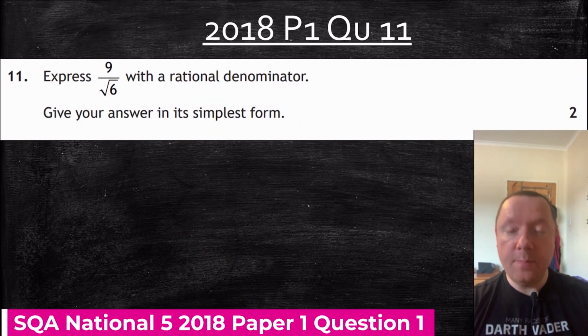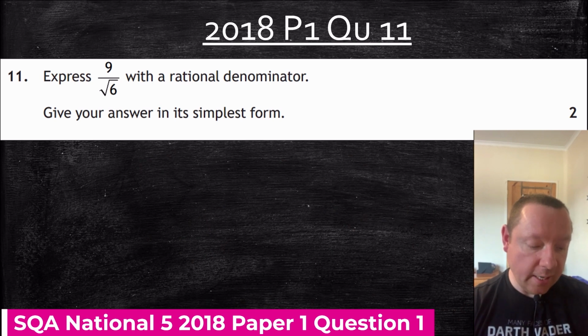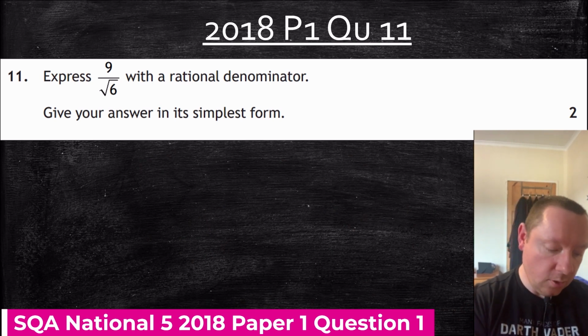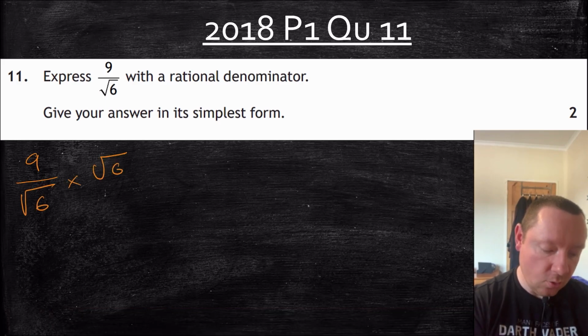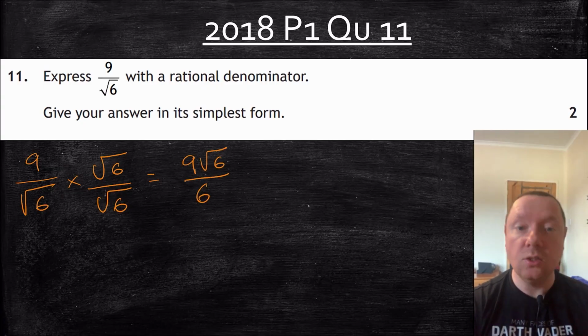Okay, 2018 paper 1, question 11. Express 9 over root 6 with a rational denominator. So we start with 9 over root 6. We times by root 6 over root 6. So this gives me 9 root 6 on the top over just 6 on the bottom.